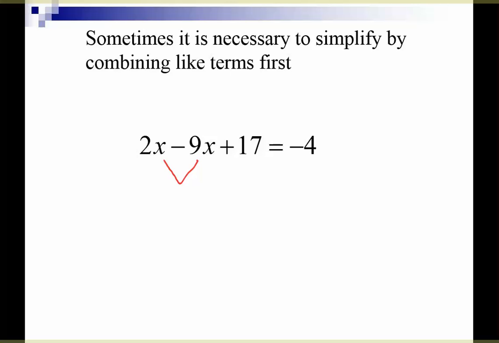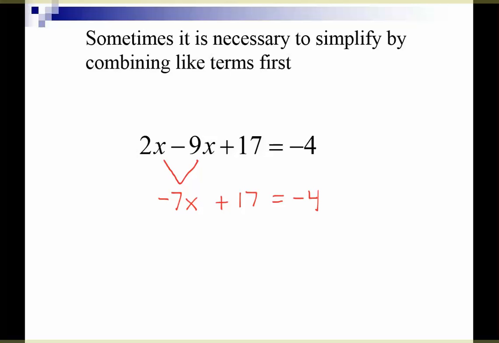Notice when we talk about combining like terms, we can only combine like terms on one side of the equation. The 17 and the -4 might look like like terms, but they are also on different sides of that equal sign. They're across the boundary, so you cannot combine those. You can only combine things that are on the exact same side. So the 2x and -9x are on the exact same side. We can combine those. 2x minus 9x is going to be -7x plus 17 equals -4. That would be your first step, combining like terms.